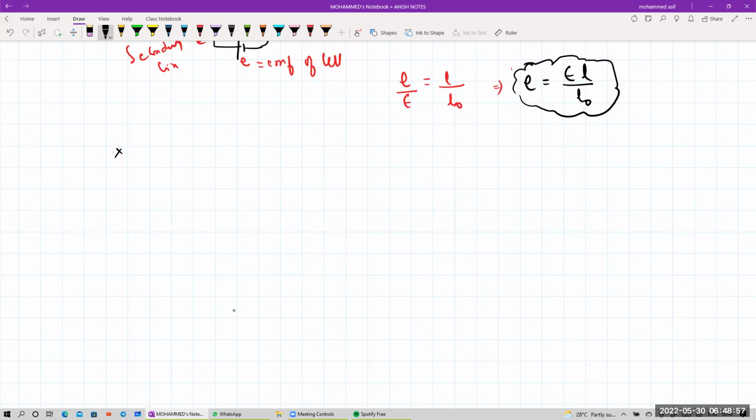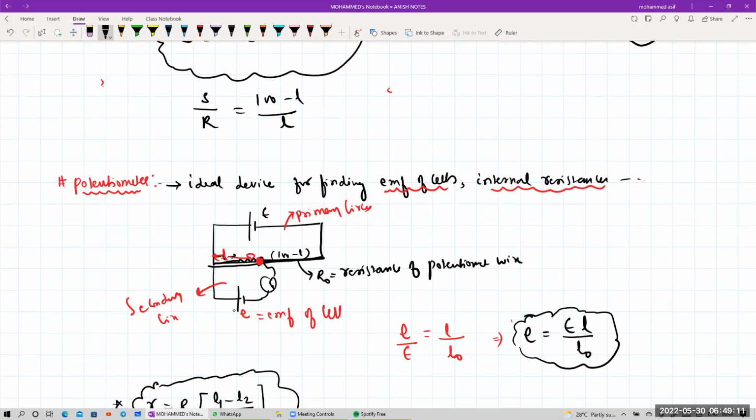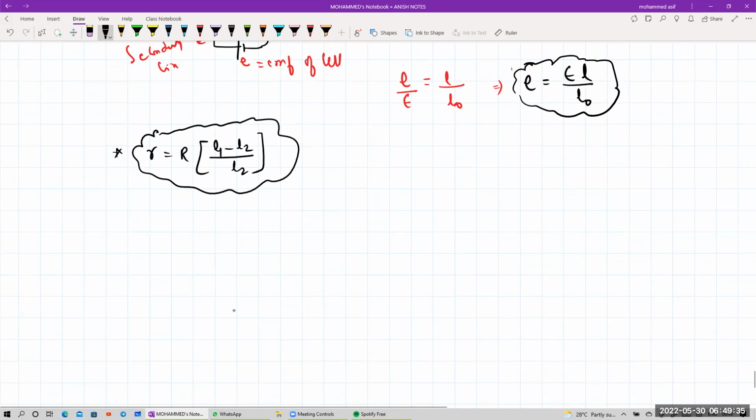Next one, internal resistance. How do you calculate internal resistance? Small r is equal to capital R into L1 minus L2 divided by L2. Okay? So what is L1? This is L1, the balancing length, and this one is L2, 100 minus L. So the internal resistance of the cell is being calculated with the formula small r is equal to capital R into L1 minus L2 divided by L2. L1 is the balancing length, L2 is the remaining length. Any doubt in this one? Still understood?